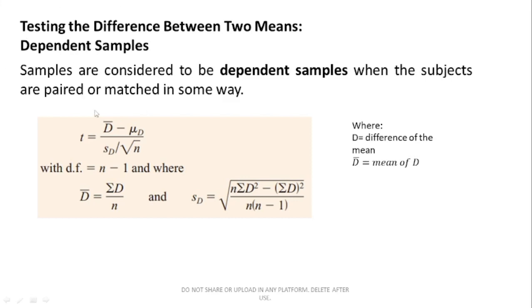So, the formula that we will be using is this one. T is equal to the mean of the difference, d bar minus the mean, all over the standard deviation all over the square root of n. So again, our degrees of freedom here is n minus 1. So paano natin i-calculate yung d natin? D bar is equal to the summation of the differences all over n. And for our standard deviation, it will be calculated this way.